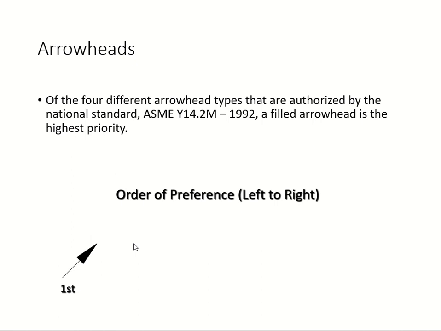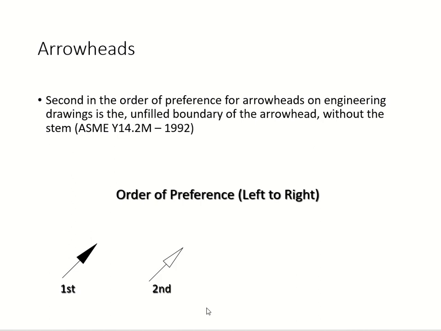Alright, so let's take a look at this arrowhead. This follows ASME Y14.2M 1992, which is just a national standard. For the order of preference, you go from left to right. Look at this arrowhead. The second one looks like this, see? The fill is just different, that one is black and that one is white.